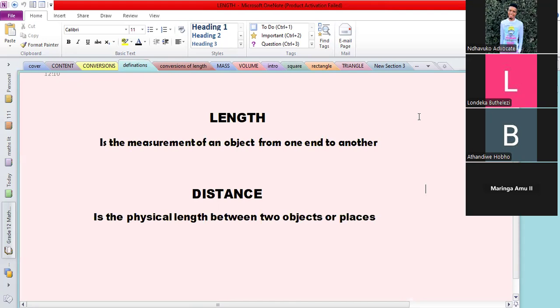So we've discussed the definitions of length and the definition of distance. Length is the measurement of an object from one end to another.